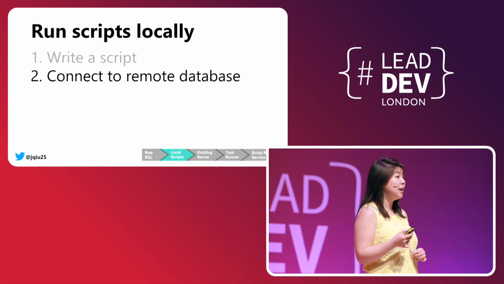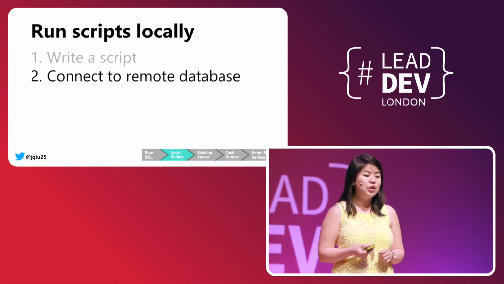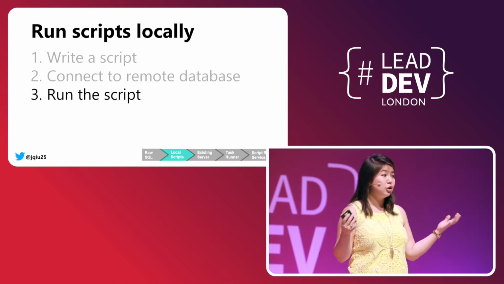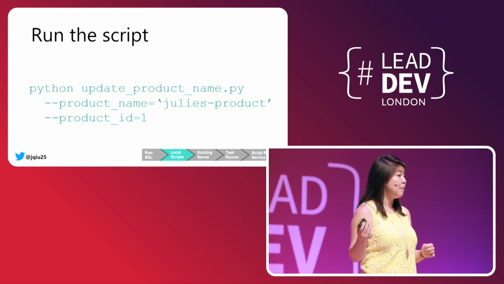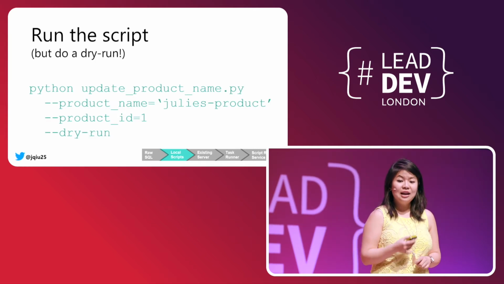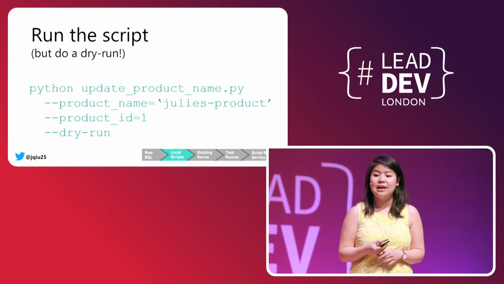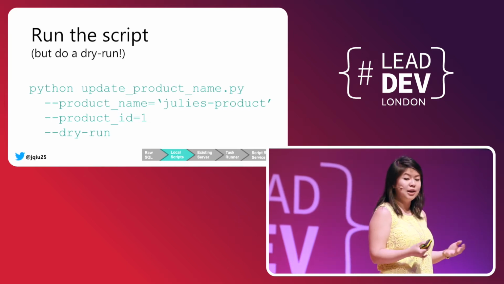And then next, we're going to form a connection to the production database. You can do this using VPN or SSH gateway. And lastly, go ahead and just run the script from your terminal. In Python, this is what my command looks like. And I often like to write my scripts in such a way that I can just add a dry run flag. So that way I can preview the results before actually committing changes to production.